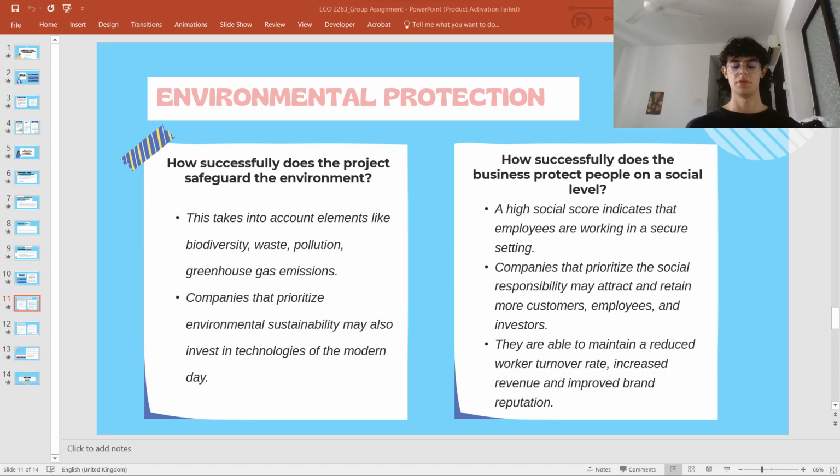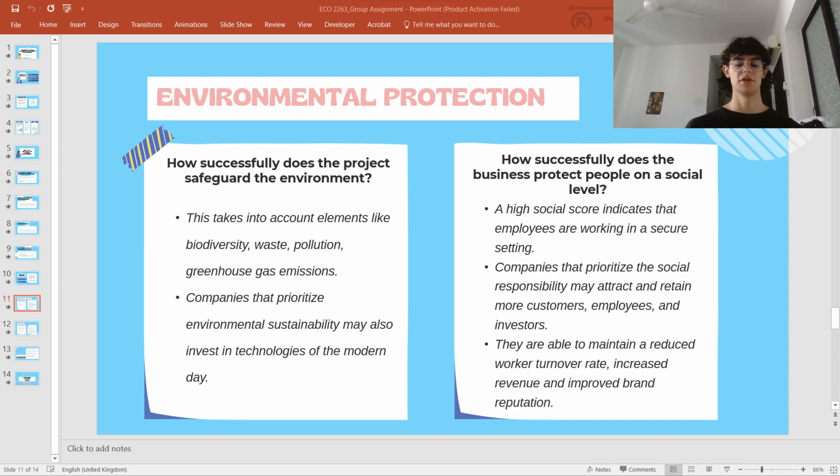Environmental protection. How successfully does the project safeguard the environment? This takes into account elements like biodiversity, waste, pollution, and greenhouse gas emissions. Companies that prioritize environmental sustainability may also invest in modern-day technologies.